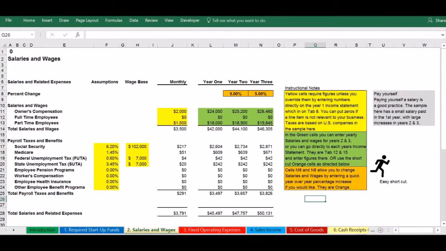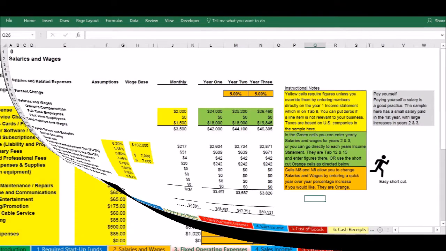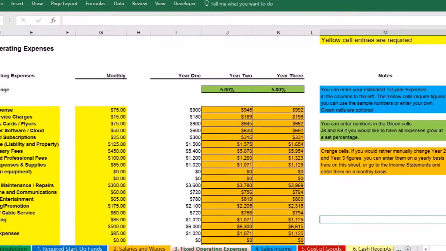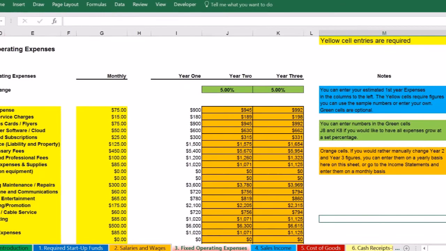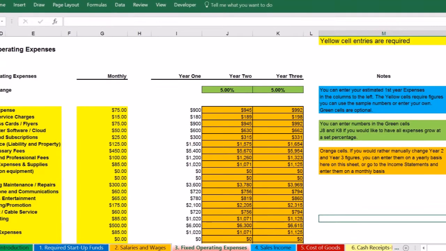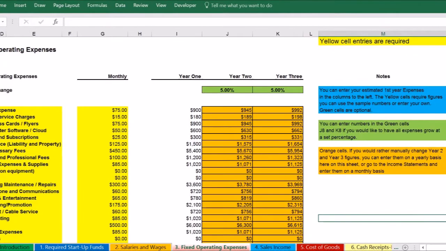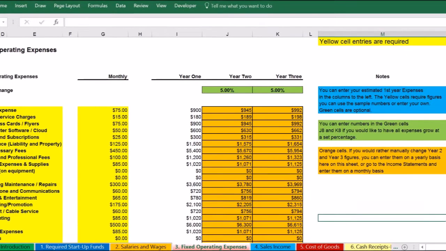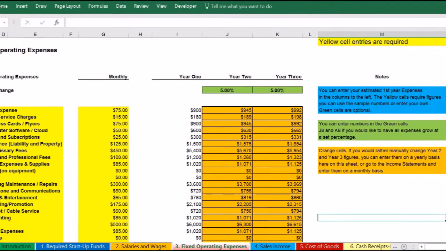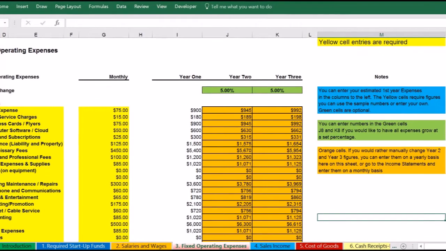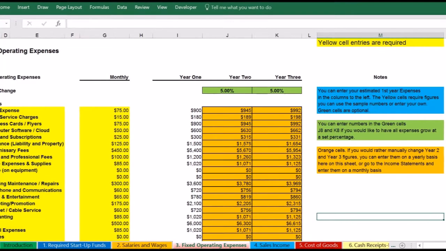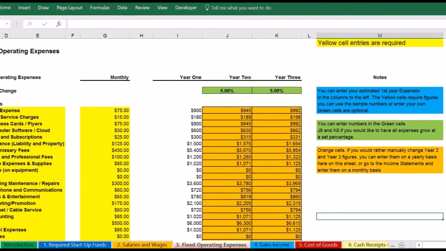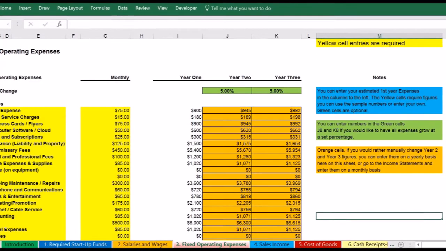Next are the fixed operating expenses. On this tab, there are yellow cells at the far left that list the line item expenses. The sample here addresses common food truck expenses. You can change any of the items and names if you need to better suit your specific operation.